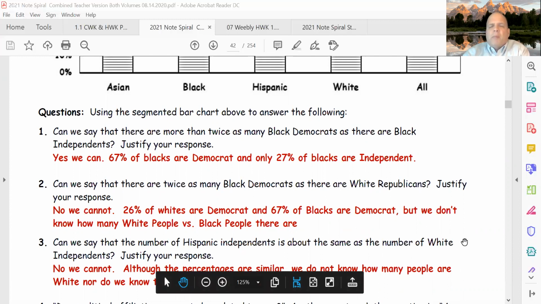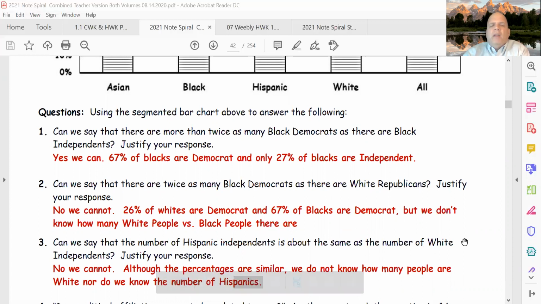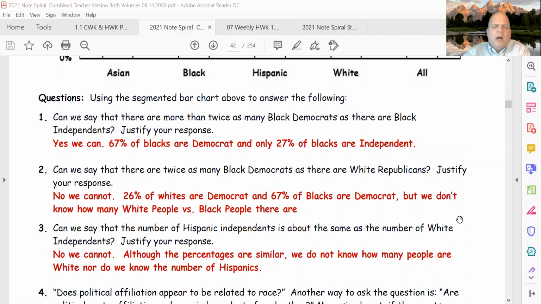We can only talk about proportions. The only time we can make the comparison is when we do it within the column. All right. The only time we can talk about numbers is when we do it within a column. We can talk about proportions across columns. We can't talk about number. All right.